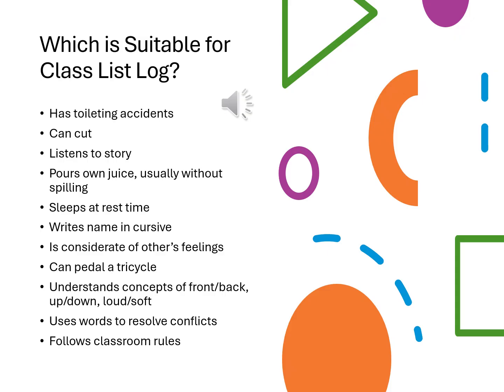So you have to have something specific that you're looking for that shows you that understanding is happening, because understanding is a bit vague. Do they use words to resolve conflict rather than hitting or screaming or other kinds of things? And do they follow classroom rules, or are they struggling to follow classroom rules? So all potential things for a class list log.